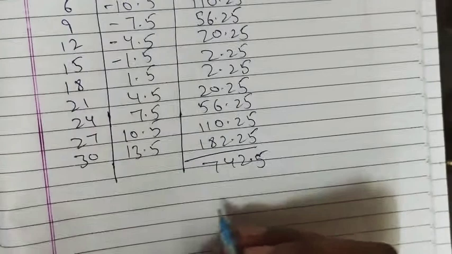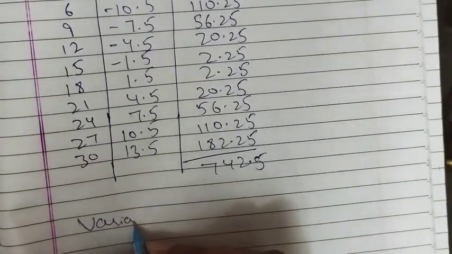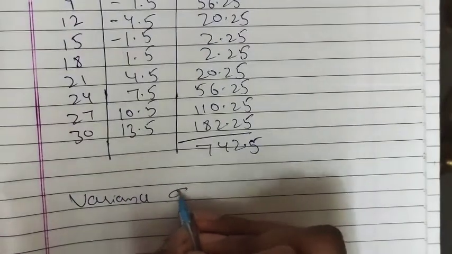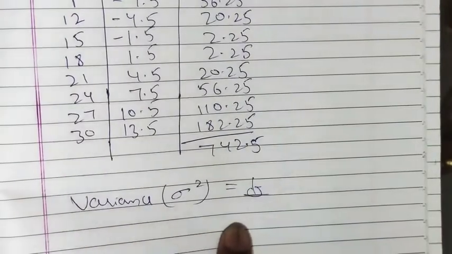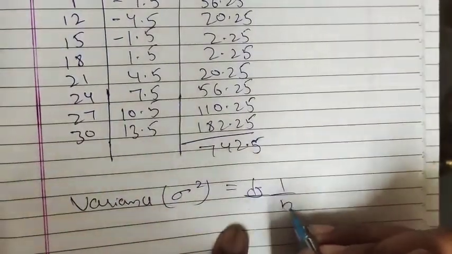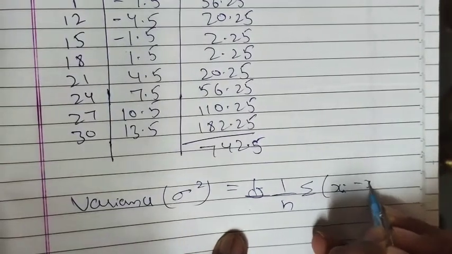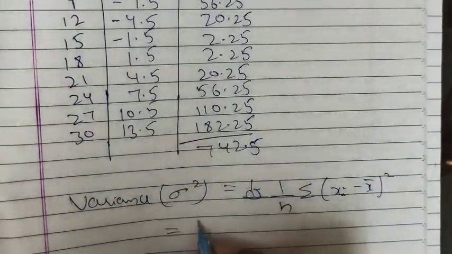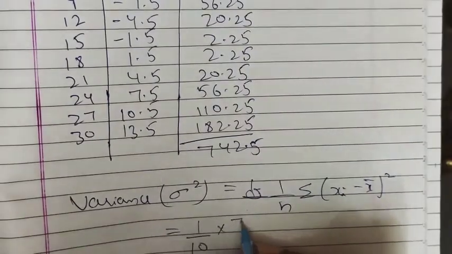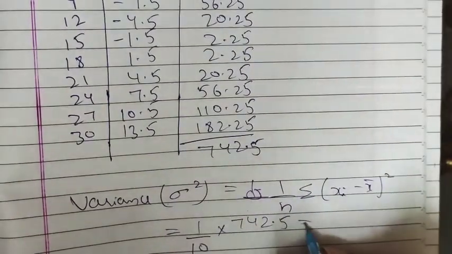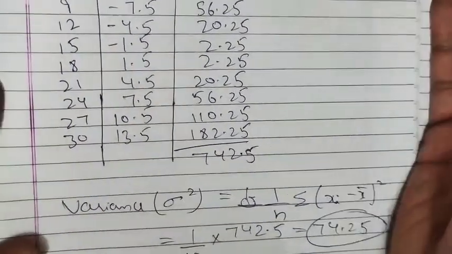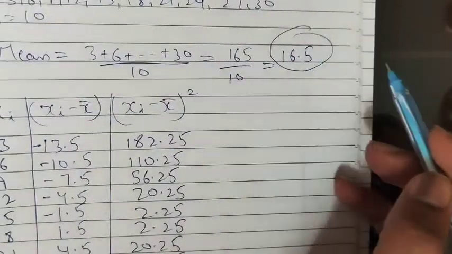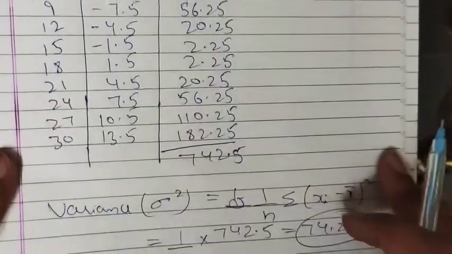So the variance formula: variance means sigma square, which is equal to 1 upon n sigma xi minus x bar whole square. So 1 upon n means 1 upon 10 multiplied by 742.5, which is 74.25. So the variance is 74.25 and the mean is 16.5. So this is our answer, right?